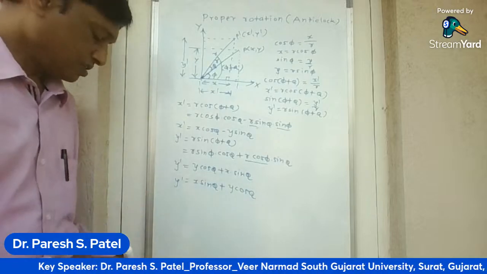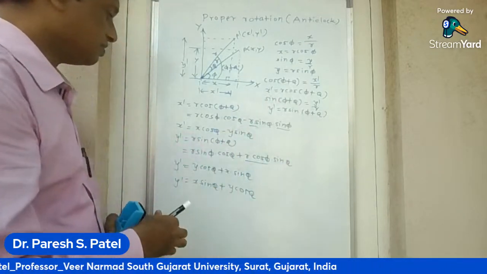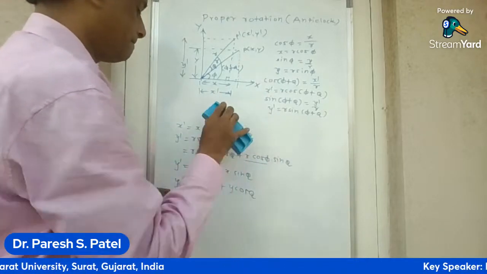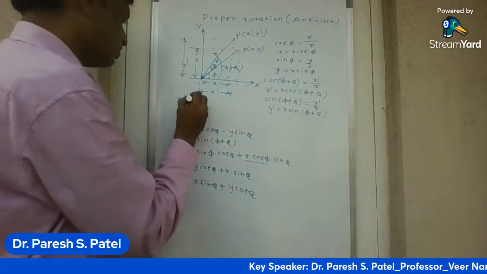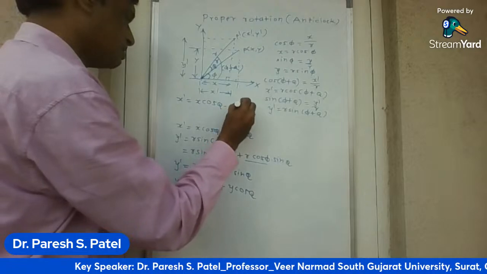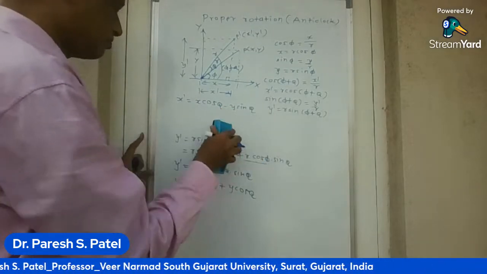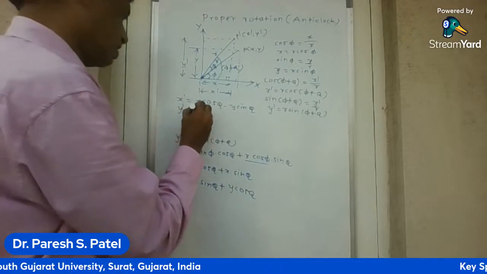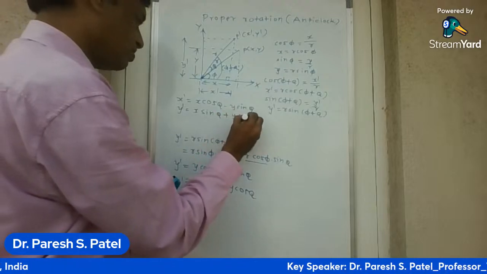Okay. So if we simplify both these equations, we get these two equations: x dash is equal to x cos theta minus y sin theta, and y dash is equal to x sin theta plus y cos theta.